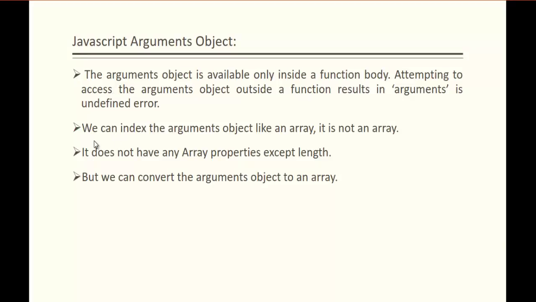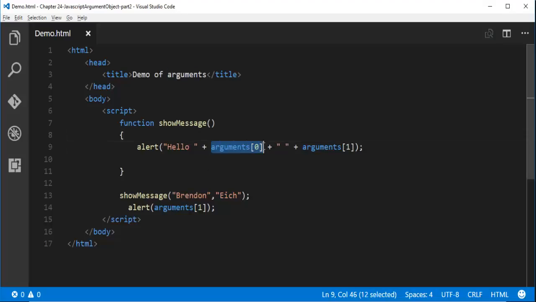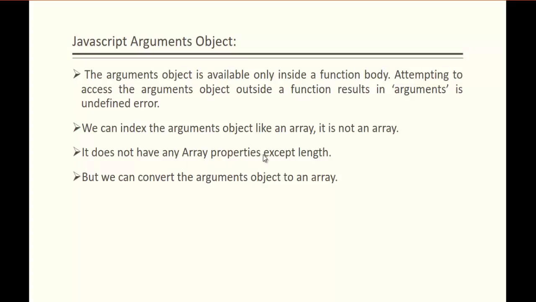Coming to the second sentence, we can index the arguments object like an array, but it is not an array. That's the reason we are indexing the arguments object like an array, but exactly it is not. The arguments object is not an array, and it does not have any array properties except length. If I need to get the number of values present in the arguments object, I can make use of the length property, which an array also has, but they are not similar. Array and arguments object are not similar, except they have one common property called length. But keep in mind, we can convert the arguments object to an array.